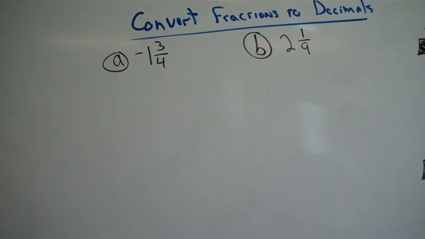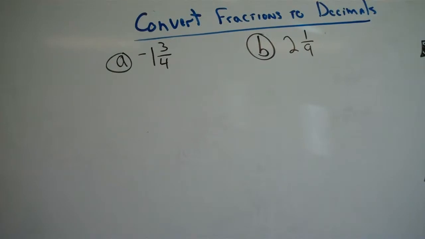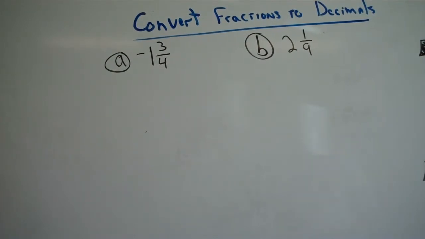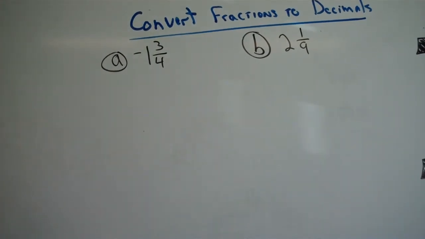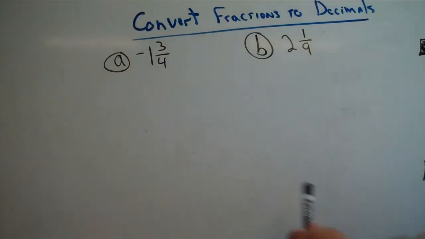Okay, this is Mr. Duncan. Today we are going to convert fractions to decimals. We will do this by first writing each mixed number as an improper fraction. Once we have done that, we will then use long division as our method for rewriting these fractions as decimal answers. So to begin with, we have -1 3/4.